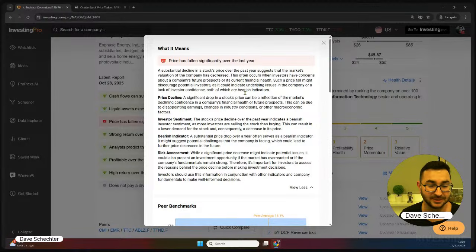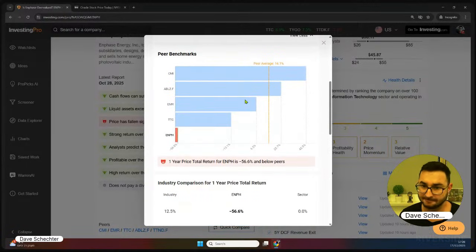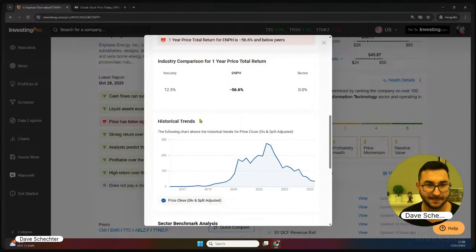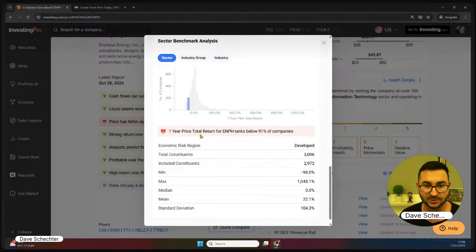But in case you didn't know why that might not necessarily be a good thing for the company, you can understand why, and also see the peer benchmarks and how this particular company, Enphase, is performing on this particular metric in relation to their peers. Here's an industry comparison, historical trends, sector benchmarks. 1 year total price return for Enphase ranks below 91% of the company.